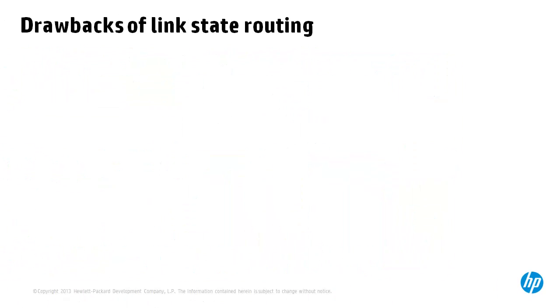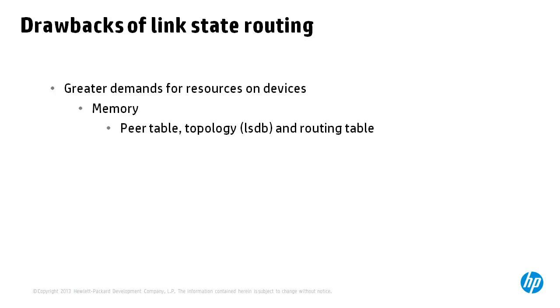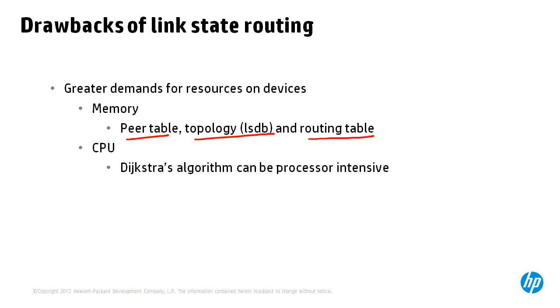There are, however, some drawbacks to this routing protocol. The first one is that there's greater demand for resources on routers and switches. More memory is required. The routers have multiple tables. As an example, they'll have a peer table or neighbor table. They have a topology table or link state database. And they have a routing table. More memory is required to hold multiple tables. There's more demand on the CPU. Dijkstra's algorithm can be very processor intensive.